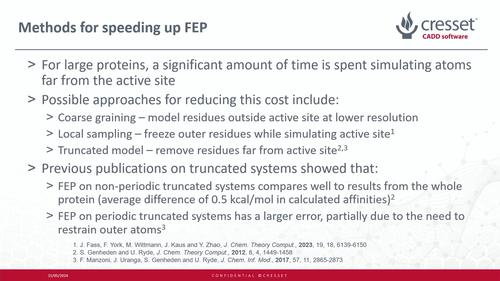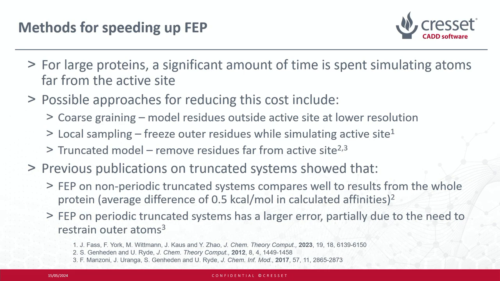There are a few different ways that people have looked to do this. For example, you could do something involving coarse graining, although the methods for doing that for protein-ligand systems are possibly not quite there yet for getting accurate results. There are some examples of people using local sampling methods. So you might simulate the inner bit of the active site while freezing the outer bit of the protein. This is quite a nice example of that in this publication here.